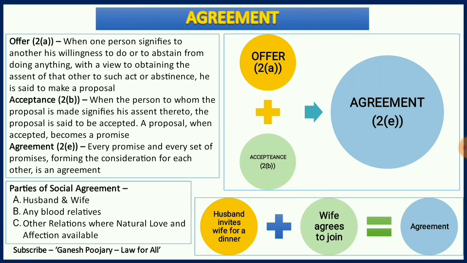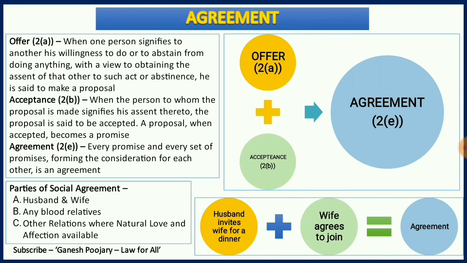to another his willingness to do or to abstain from doing anything with a view to obtaining the assent of that other to such act or abstinence, he is said to make a proposal. Imagine there is a person who is offering for the purpose of what? To do or abstain from doing anything, and he would also expect that the other person will act or abstain. So that is all about offer.